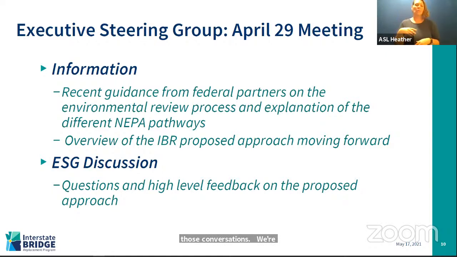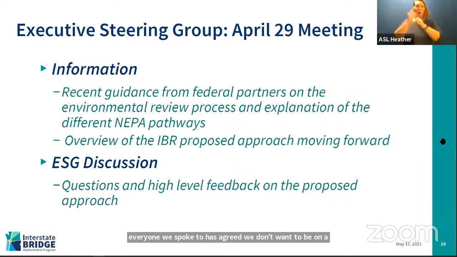We also received an analysis from the feds that says there are 4 potential pathways for us to be on to wrap up the environmental process. The one good thing is that all of our partners and everyone that we have spoken to has agreed that we don't want to be on the 4th path, which is starting over and adding some additional years to what we're trying to get accomplished here.